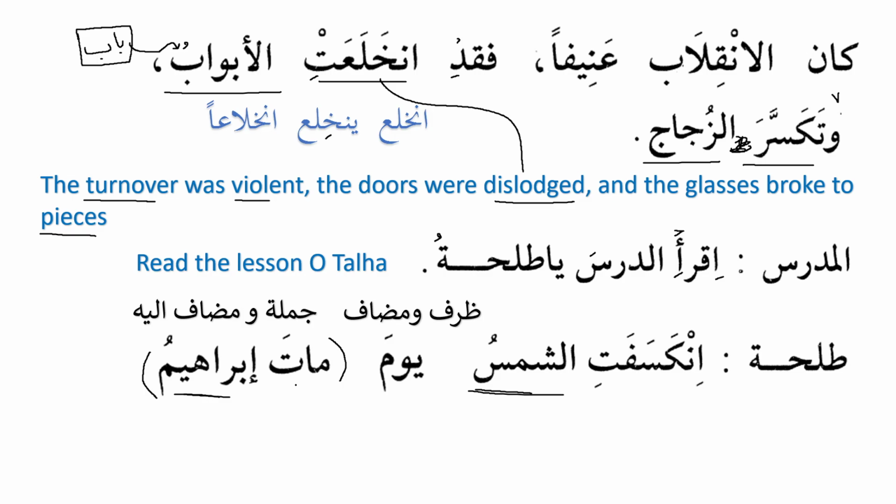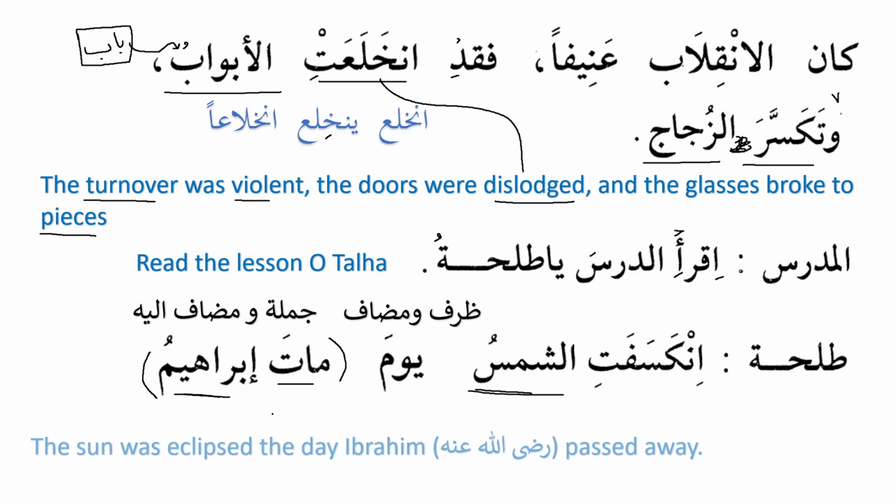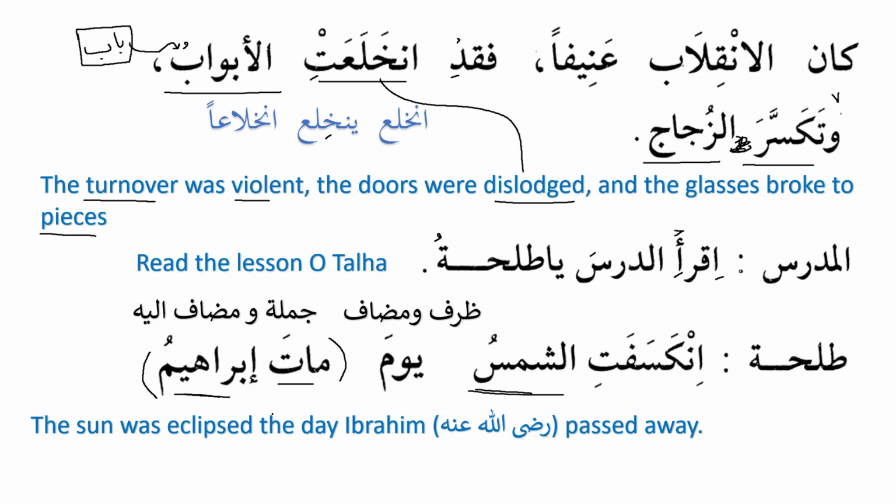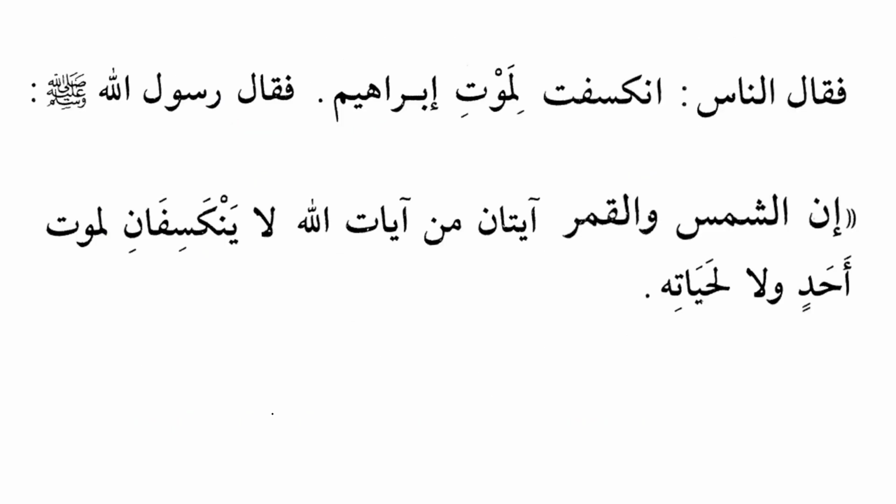How is it a complete sentence? Mata is fail and Ibrahimu is fail. The combination of fail plus fail makes a complete sentence. In kasafati shamsu, the sun was eclipsed. Yawma mata Ibrahimu, the day Ibrahim radiallahu anhu passed away. Faqala nasu, and the people said, in kasafat, it was eclipsed, limauti Ibrahima.